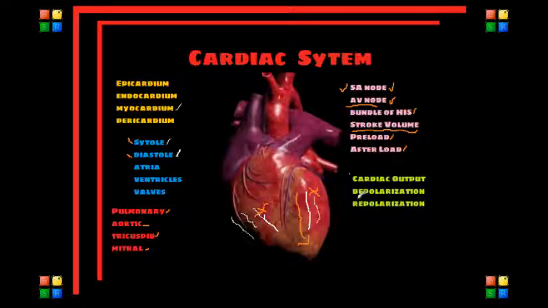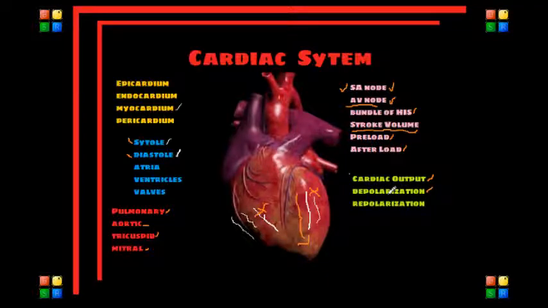Now, lastly, we're going to talk about cardiac output, right? Basically, the cardiac output is the amount of blood pumped by the ventricles during a time period, right? And it equals the stroke volume times heart rate, okay? And lastly, I want to talk about depolarization and repolarization.